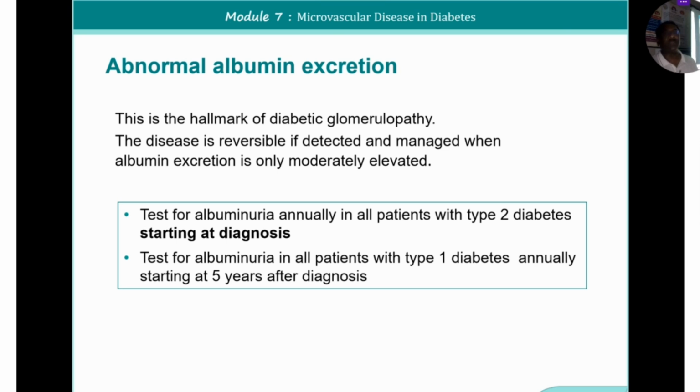See, this is the hallmark of diabetic glomerulopathy, abnormal albumin excretion. It is reversible if detected and managed when the albumin excretion is only moderately elevated. This is a reversible one. So provided you diagnose at the level of microalbuminuria; once it is a proteinuria, it is not a reversible one. So test for albuminuria annually in all patients with type 2 diabetes starting at the diagnosis. So starting on the diabetes de novo, you have to check for microalbuminuria.